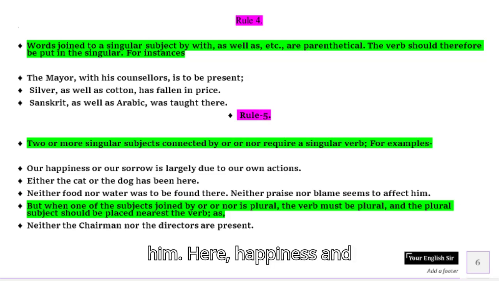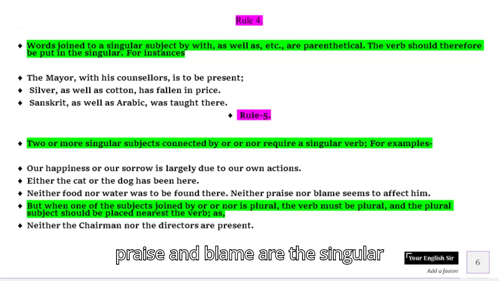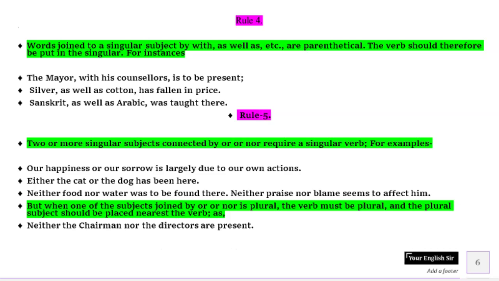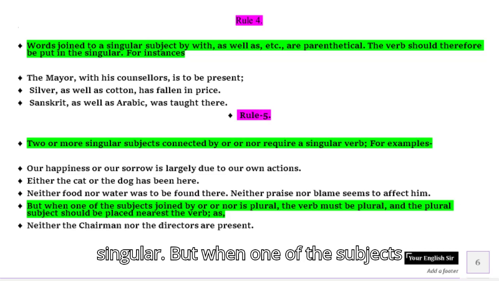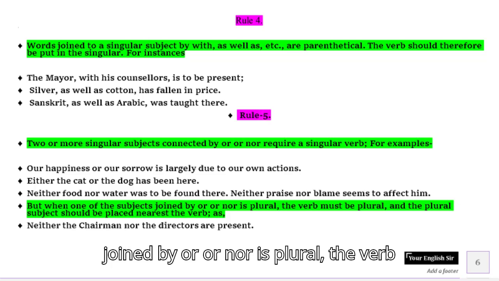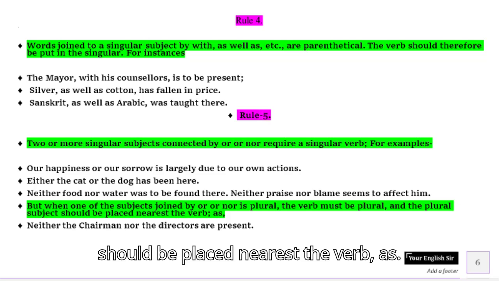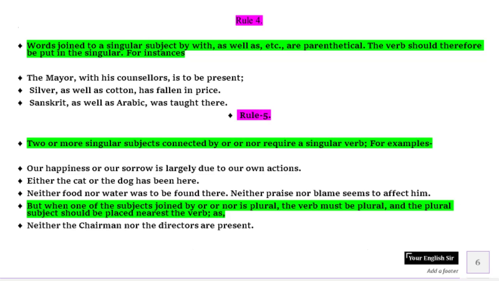Here, happiness and sorrow, cat and dog, food and water, praise and blame are the singular subjects and connected by or, either, or, neither, nor. So, the verbs like is, has, was and seems are singular. But when one of the subjects joined by or or nor is plural, the verb must be plural, and the plural subject should be placed nearest the verb, as: Neither the chairman nor the directors are present.